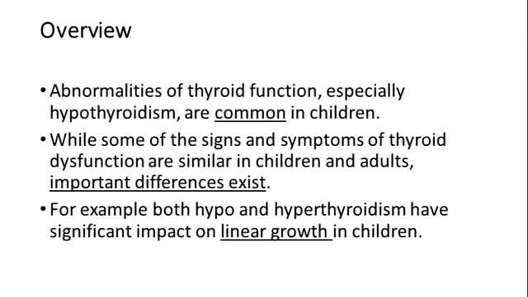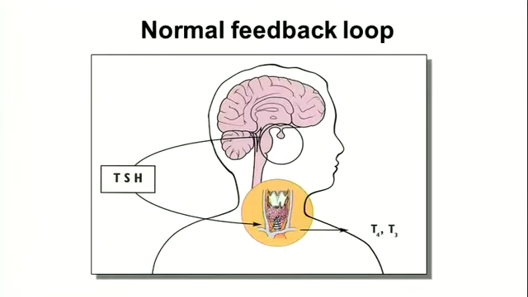While some of the signs and symptoms of thyroid dysfunction are similar, there are some important differences between adults and children we'll talk a little bit about. One of the things that's critically important in children is that a hypothyroid state can devastate not only development if it's early enough, but linear growth if it's anywhere along the continuum of growth. And most pediatricians are quite good about maintaining a good growth record.